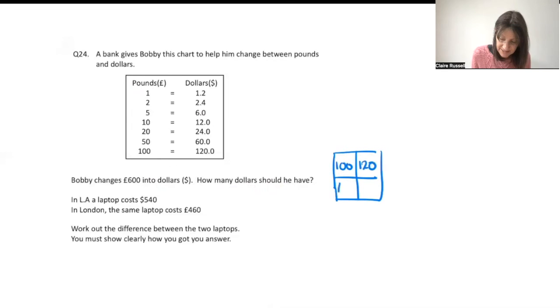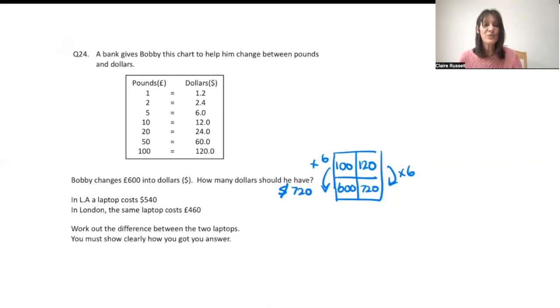What I want is 600, which all I have to do is times by 6. So all I've got to do here is times by 6. Remember, you can just ignore that 0. 12 sixes are 72, and then add that 0 back on. So the answer to the first one, how many dollars should he have? 720. It then says in LA, a laptop costs $540, and in London, the same laptop costs $460. And you've got to work out the difference between the two laptops and show clearly how you get your answer.